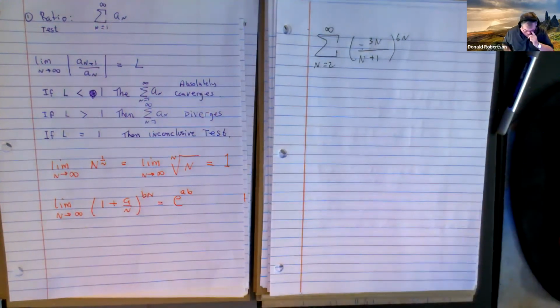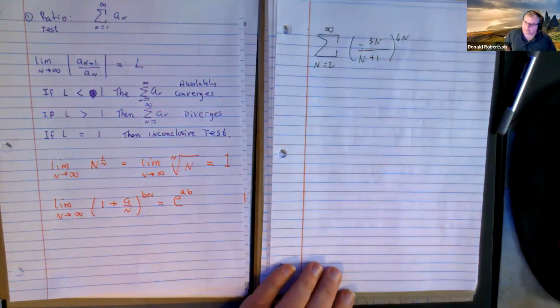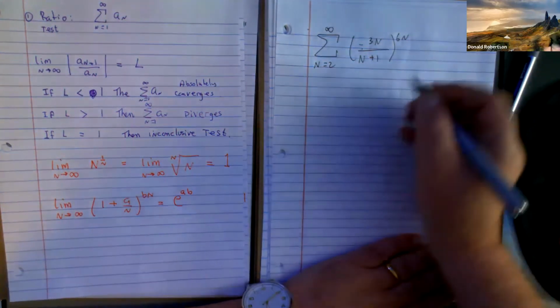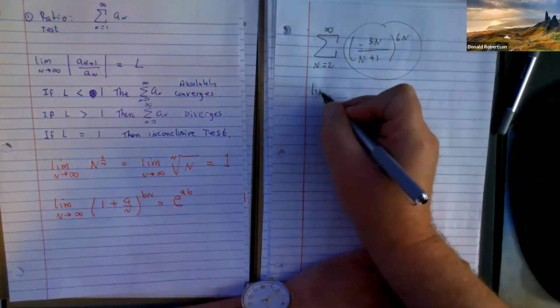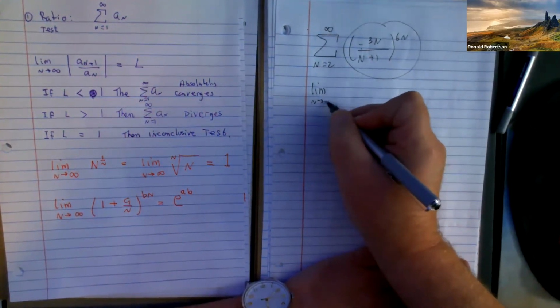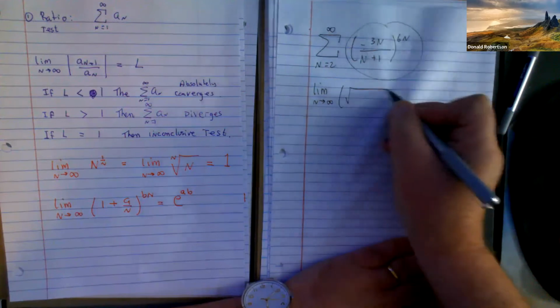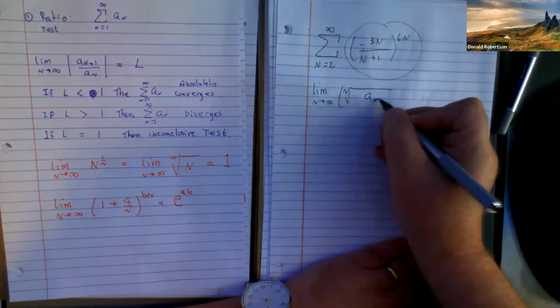Right, let's take that guy. We good? Right. This is n, or en, I should say. So we're going to do the limit as n tends to infinity of the nth root of n.